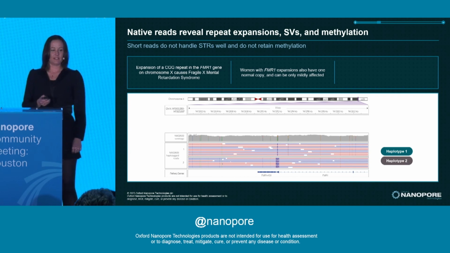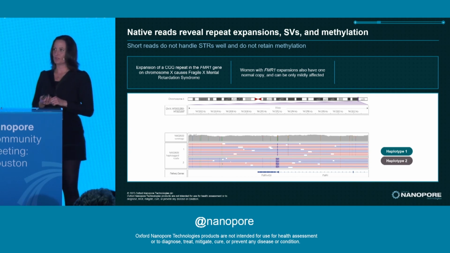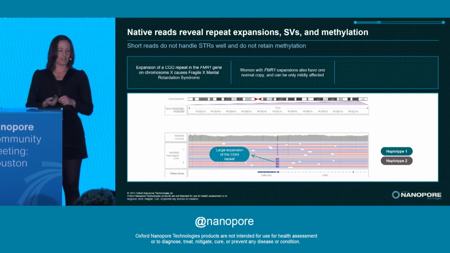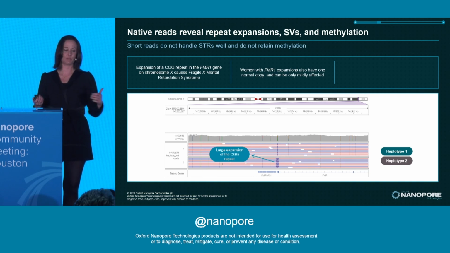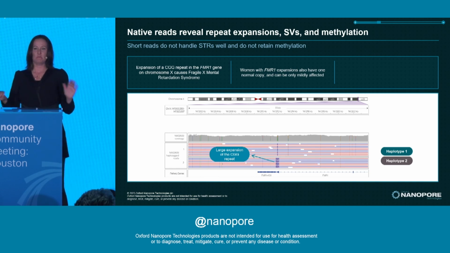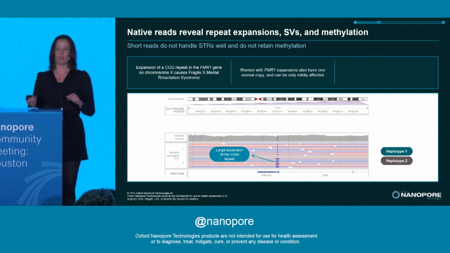In this particular case, this is a female, so there are 2 X chromosomes. And what you can see is that there is an expansion on 1. This is a 2500 base expansion, meaning that short reads would have a very hard time counting how big that was and potentially also phasing it, because the non-expanded variant is also maybe around 100, 150 bases.